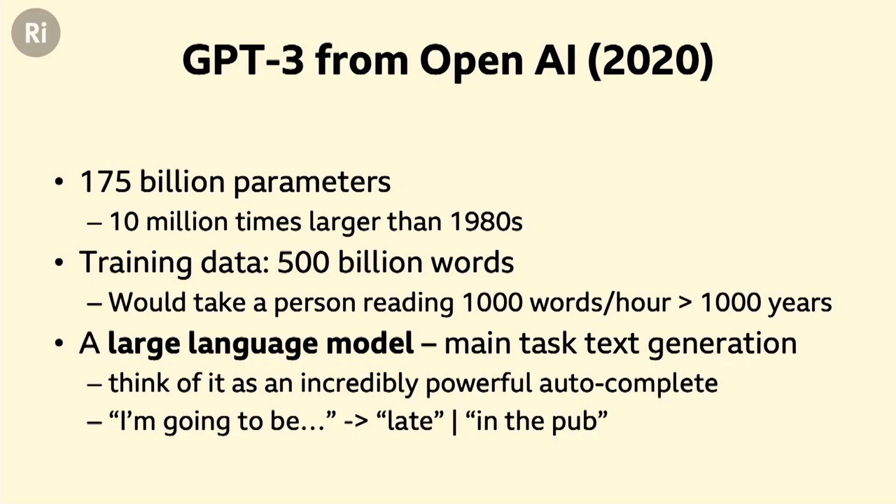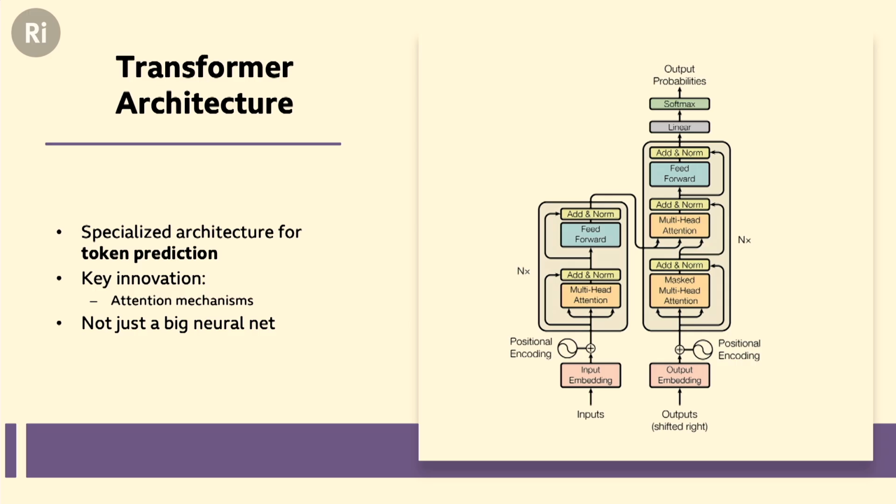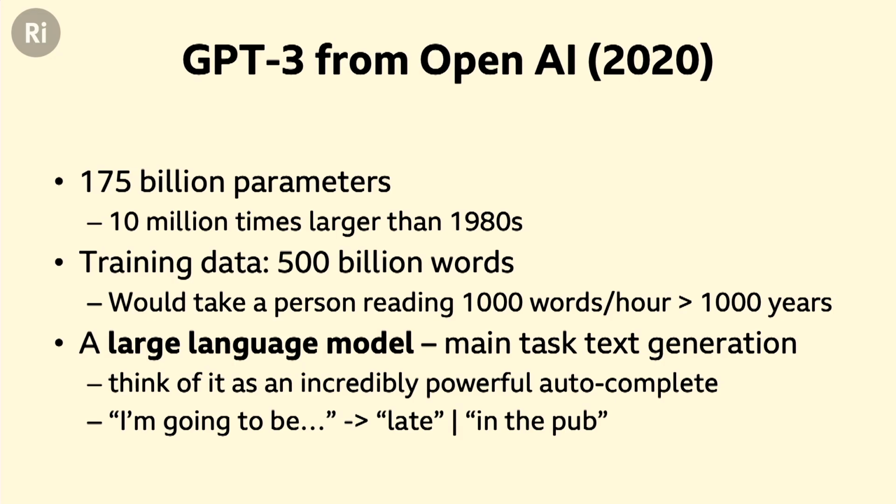And GPT-3 had 175 billion parameters. Now, this is not the same as the number of neurons in the brain, but nevertheless, it's not far off that order of magnitude. It's extremely large. But remember, it's organized into one of these transformer architectures. My point is, it's not just a big neural network. And so the scale of the neural networks in this system was enormous, completely unprecedented.